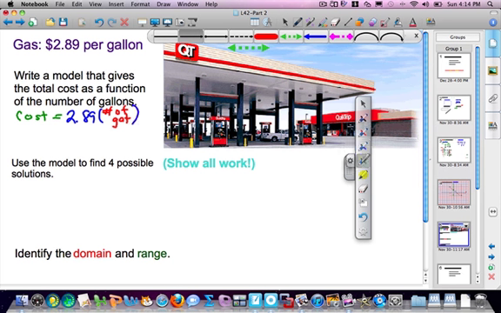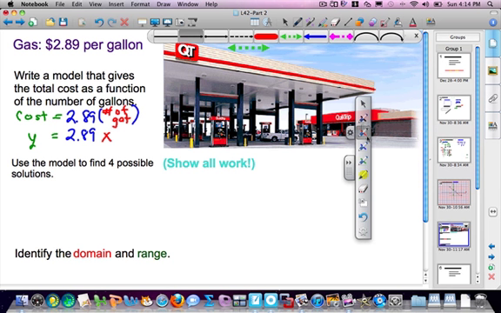Now, since the cost is going to change, we're going to use a y value to represent the cost. The cost of each gallon is going to be constant, so the $2.89 is going to remain the same during the situation, but the number of gallons of gas that we purchase will change, so we'll call that x. Now we're going to use the model to find 4 possible combinations for gasoline that we could purchase.